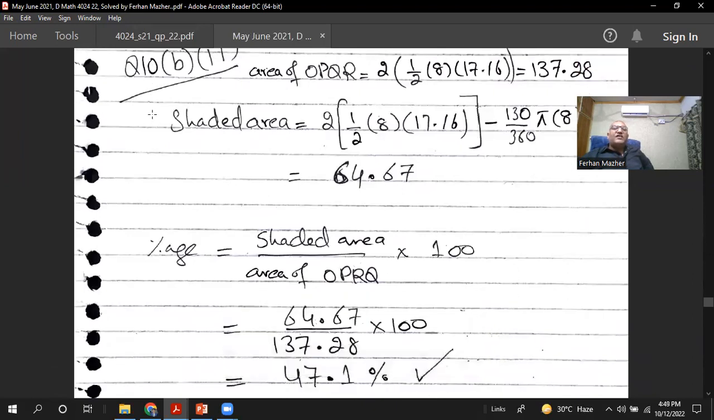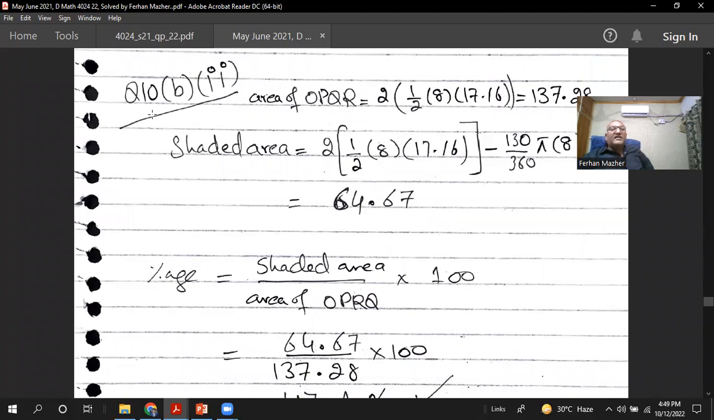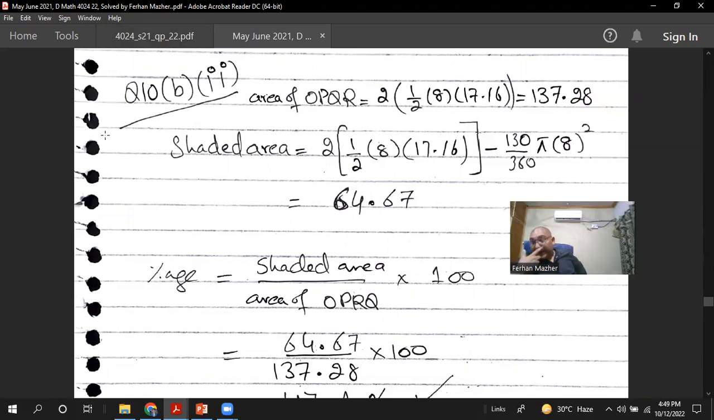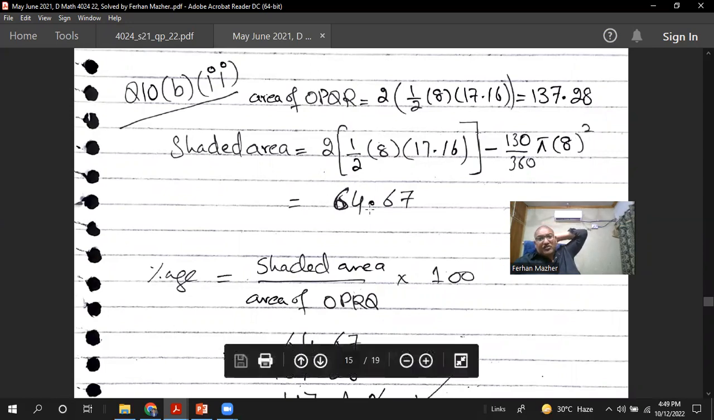The area of that quadrilateral OPRQ is 2 multiplied by the area of the triangle. So it will be 2 bracket 1 by 2 multiplied by 8 multiplied by 17.16, and that will be 137.28. So the area of the full quadrilateral is 137.28. The shaded area will be the quadrilateral's area minus the area of that sector. The formula is 130 divided by 360 times pi r squared, with r squared being 8 squared. So the answer will be 64.67. That is the shaded area.